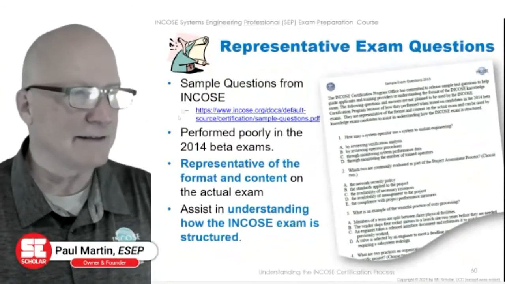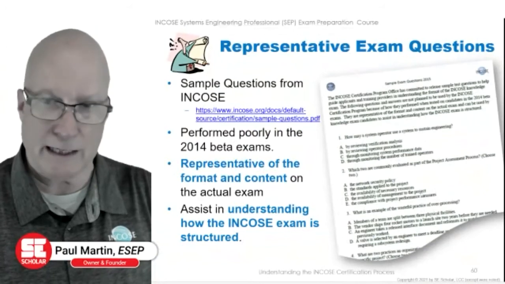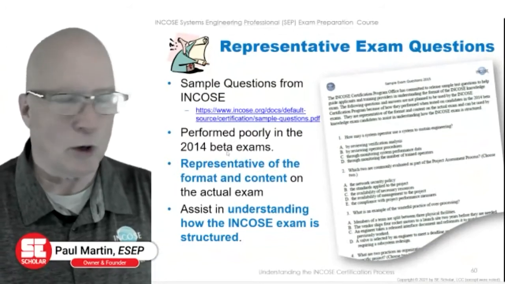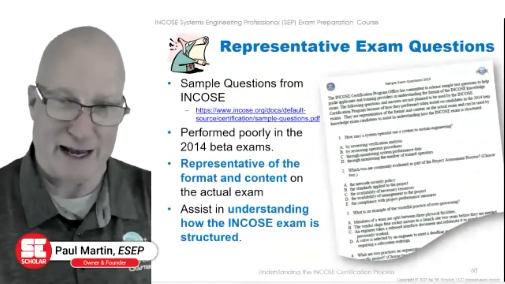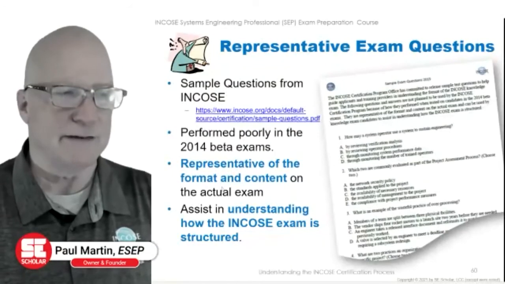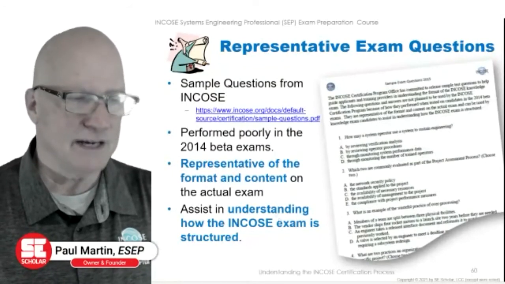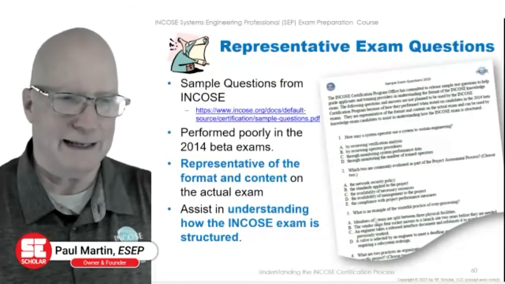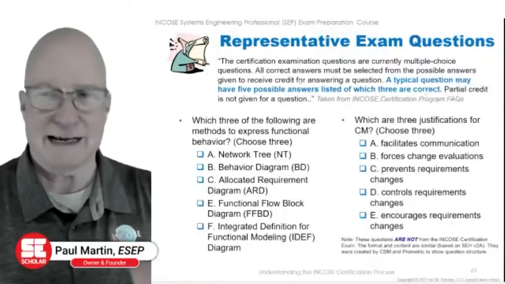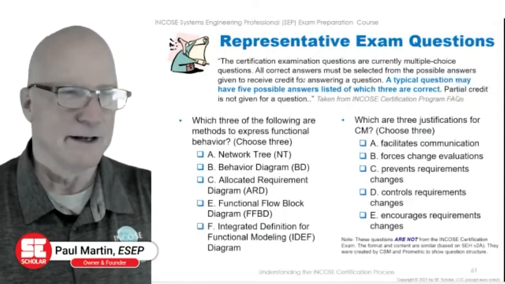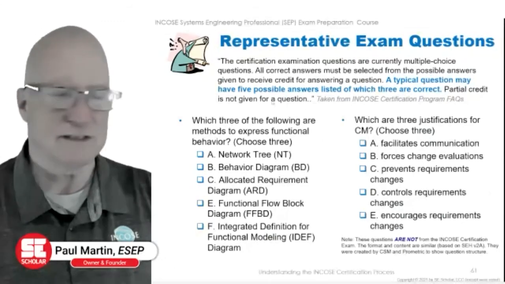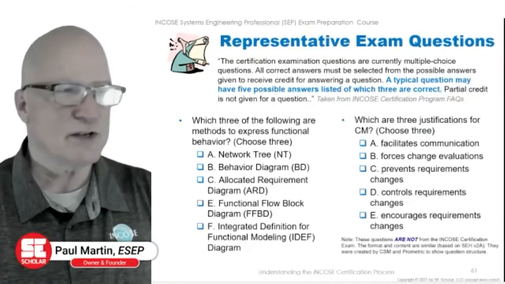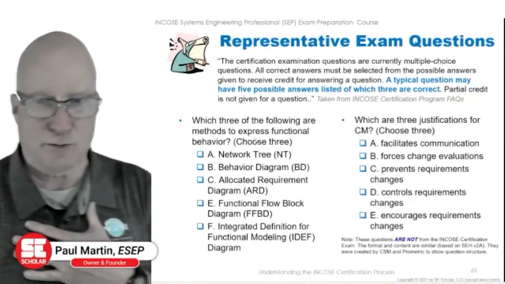Well, it turns out they do have sample questions you can read. These are poorly stated questions, so you shouldn't study these questions per se, but they are representative of the format, and it does make you understand the structure, and they actually explain this in the frequently asked questions. They're multiple choice questions with 5 answers listed and 3 correct ones, and this shows you an example. Which 3 of the following methods express functional behavior?